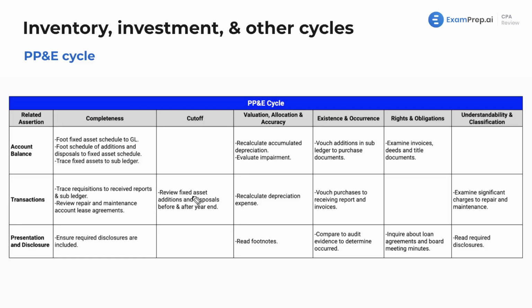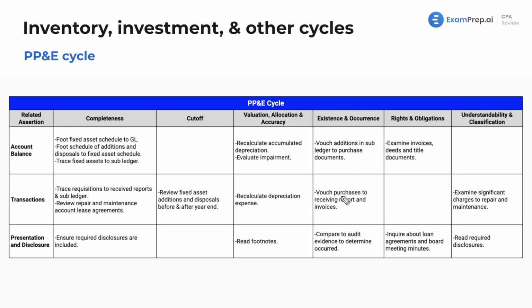For cutoff, we want to review the fixed asset additions and disposals before and after year end for valuation, allocation, and accuracy. A great way to value these is to recalculate depreciation expense because, well, what is really the change? How can you increase the value of an asset? You are going to have a cost that you can capitalize. How would you decrease the value of an asset? You just have depreciation expense, and you would subtract accumulated depreciation for that for your net book value.